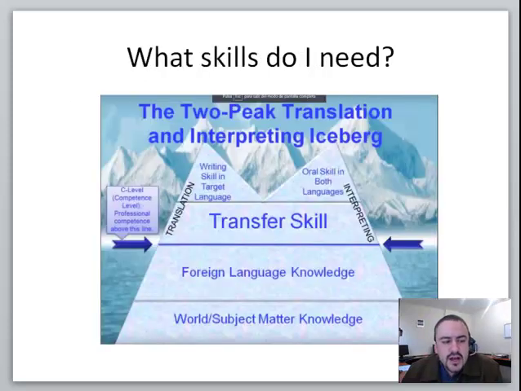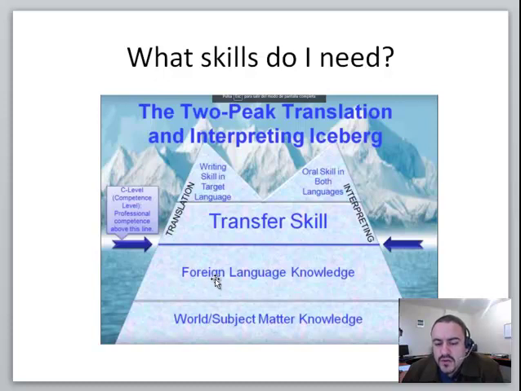The first section is what skills do I need to become a translator? So you're very familiar with the two-peaked iceberg. I want you to spend some time talking about world subject matter. Maybe you can tell me on the screencast, why do you think you have so many different subjects and areas in which you are being trained in your college program? For instance, why did you take an organizational behavior class? Why do you take general culture courses, or maybe some kind of art? This is because you need to expand your world subject matter.